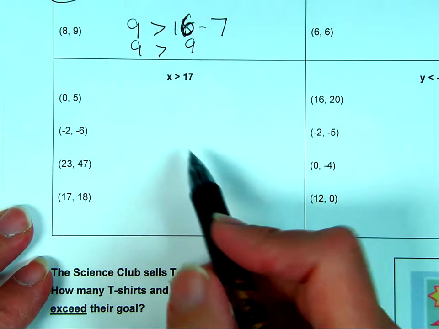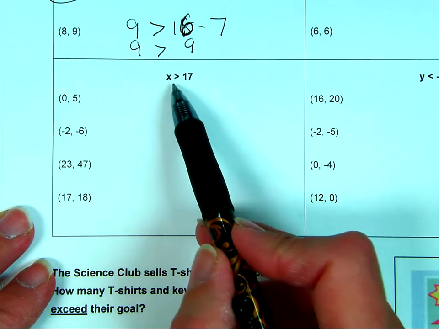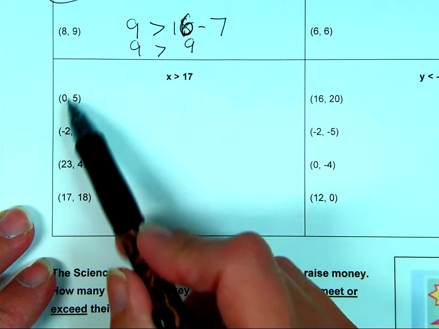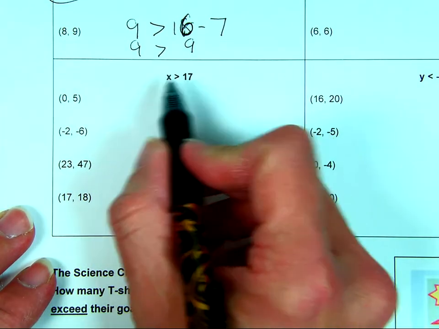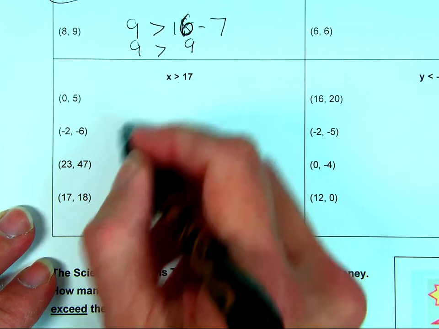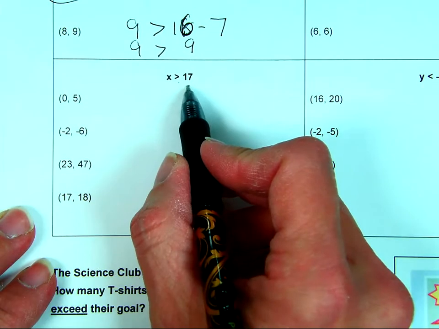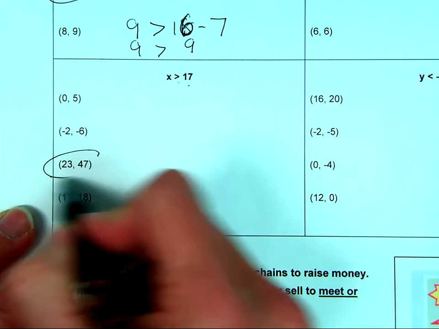These ones are kind of a lot easier because all I'm worried about is x. There's no y here, so I don't even care about that. Is 0 greater than 17? No. Is negative 2 greater than 17? No. Is 23? Yes. Is 17? No.